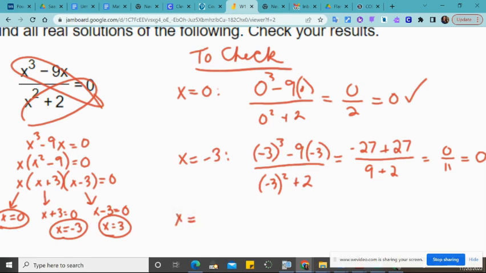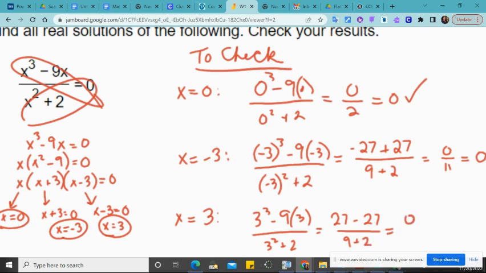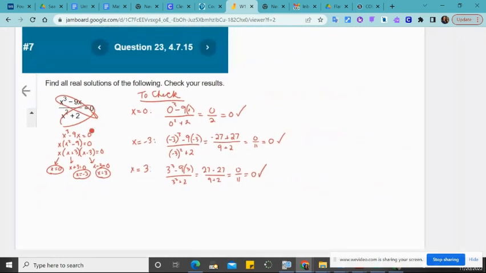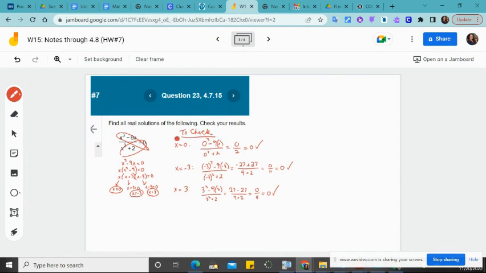And then let's double check 3. 3 cubed minus 9 times 3 over 3 squared plus 2 equals 27 minus, no, I lied. 3 times 3, yeah, that is 27 minus 27 over 9 plus 2, which is 0 as well. So it worked. All three worked. Had to check them, just double checking. That's how you would do it. Plug in the number and see if it equals what it says it's supposed to. It was supposed to equal 0, and it did.